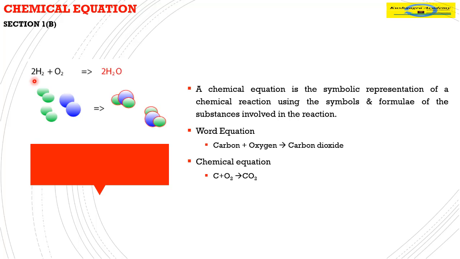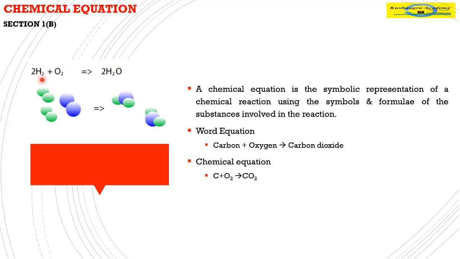So, first we can see here that this number, this 2 represents the number of molecules and this 2 represents the number of atoms. So, how many numbers of hydrogen molecule here? It is 2 hydrogen molecule, and since there is no number here, that means it has 1 molecule of oxygen. So, when 2 molecules of hydrogen react with 1 molecule of oxygen, 2 molecules of water will form.